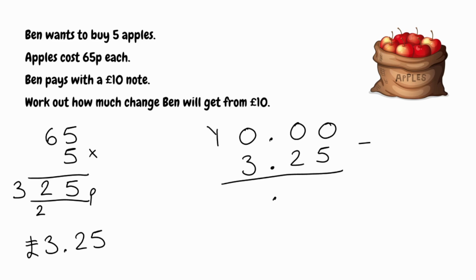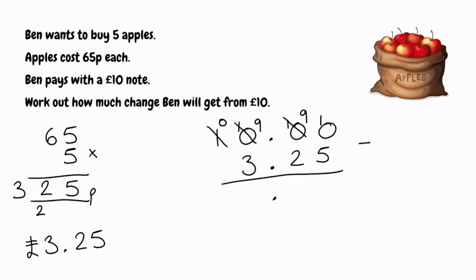So if we borrow from this 1, that becomes 0. We carry this 1 over. We've now got 10, but we need to borrow from that 10, so it becomes 9. So I can bring that 1 over to this column. And then I need to borrow from that 10 again, so 10 becomes 9 again. And then carry the 1 over to the end column.